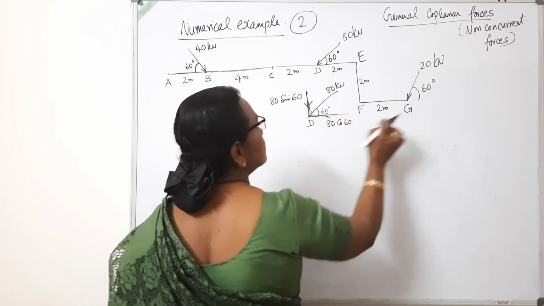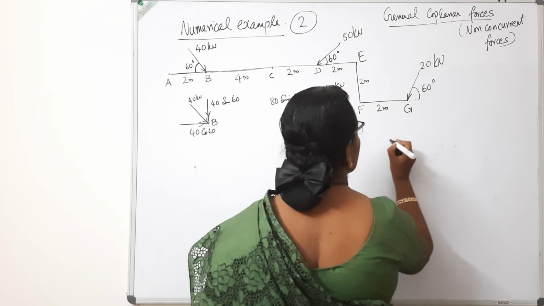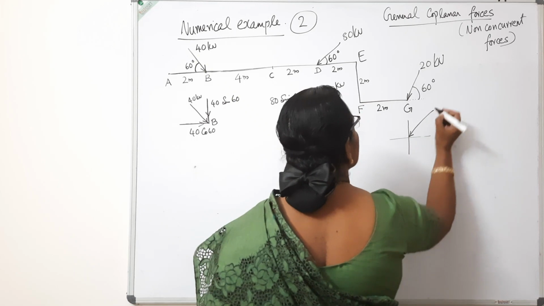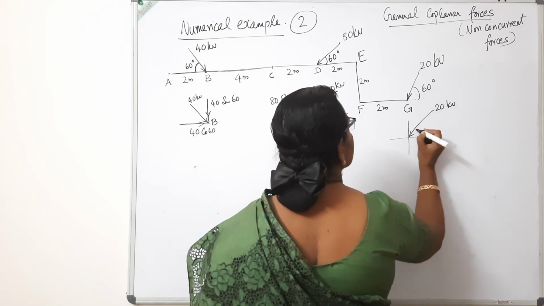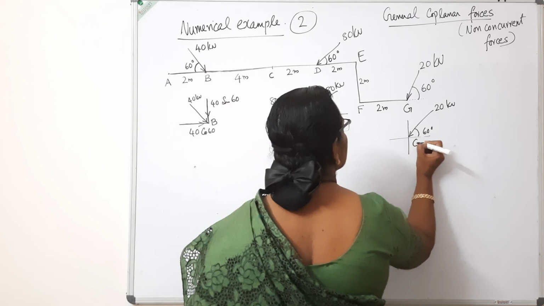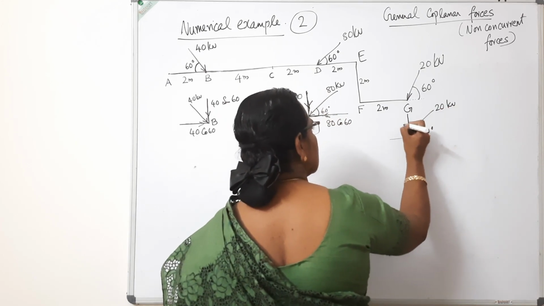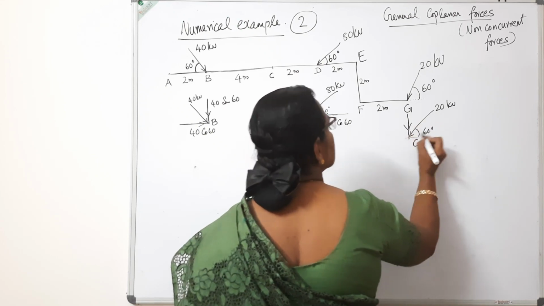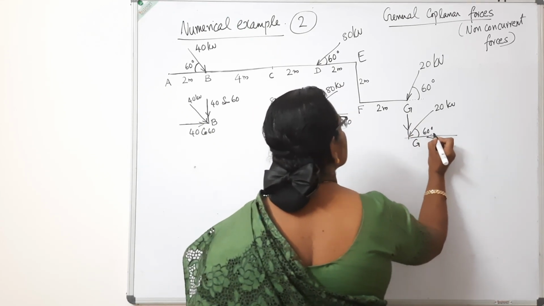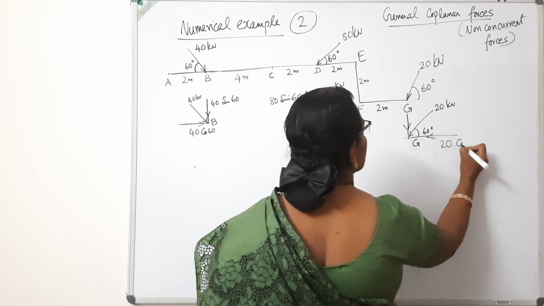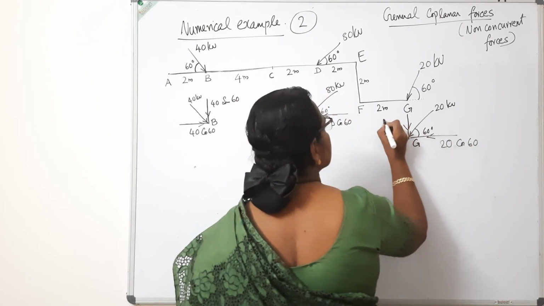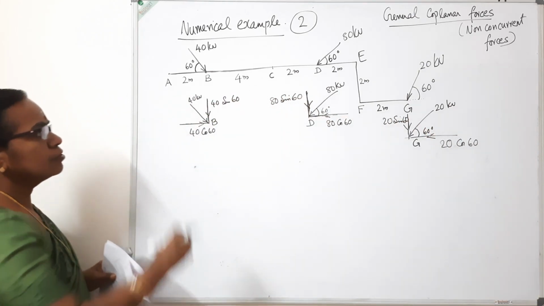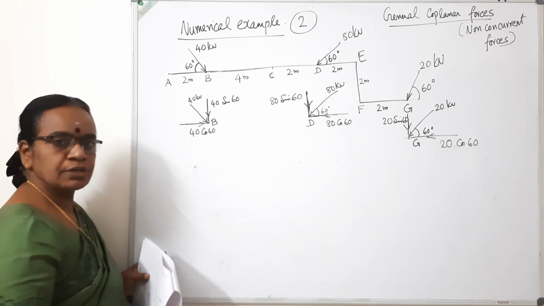Discussed several examples. Now at point G, consider point G, a force 20 kilonewton acting at 60 degrees. So it is acting towards G. So this component will be towards, similarly this horizontal component towards G, 20 cos 60. This is 20 sin 60. So resolve the forces into horizontal and vertical components.